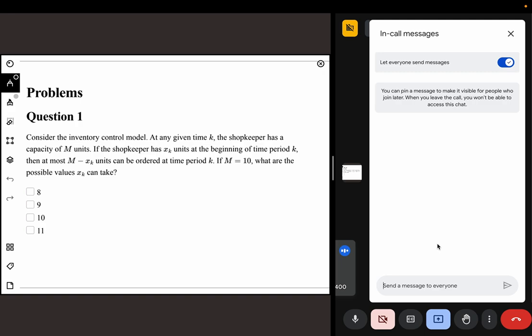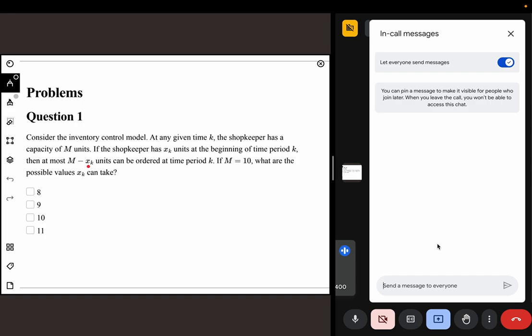These are very simple questions, but they are very similar to the assignment problems, so it will help you solve your assignment questions. The first one is: consider the inventory control model that I have shown before. At any given time, the shopkeeper has a capacity of m units. This is the limitation he has in terms of the storage area. If the shopkeeper has xk units at the beginning of time period k, then obviously he cannot order anything more than m minus xk, because that would exceed his storage capacity.